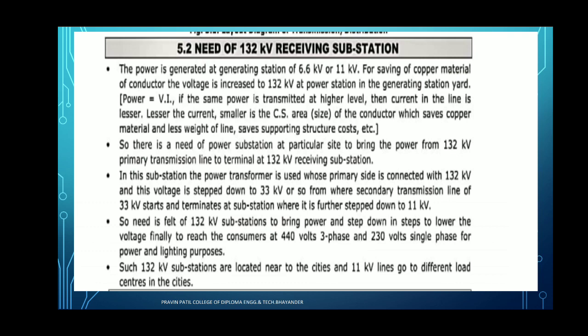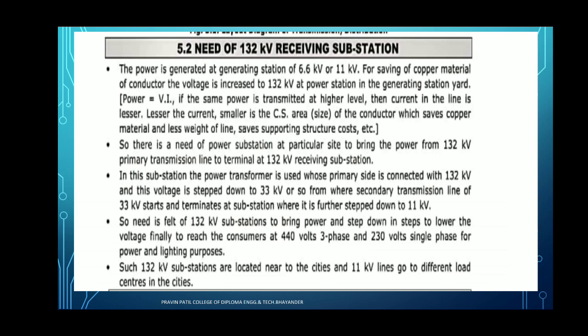power and lighting purpose. So that 132 kV is stepped down with the help of the step down transformer and converted into 33 kV. Further, it is also stepped down into 11 kV with another step down transformer, and that 11 kV directly reaches the consumer at 440 volt with 3 phase and 230 volt with single phase for the power and lighting purpose as per requirement of the consumer. So that electricity is directly fed to the consumer with the help of the receiving 132 kV substation.